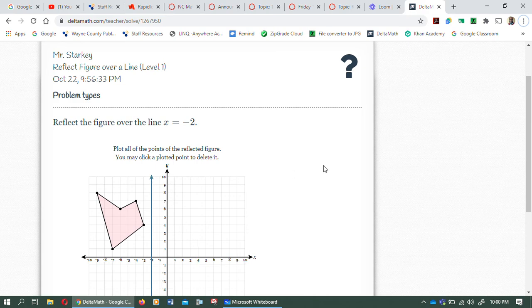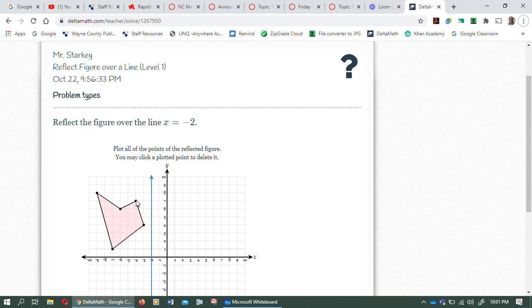But again, guys, it doesn't have to be the y-axis and the x-axis that is being reflected over. It can be reflected over any vertical line, like they're asking you to do here, over the line x equals -2, right? And it can be reflected over any horizontal line. And I will find one where they're asking you to reflect it over a horizontal line as well. But here they ask you to reflect this figure over this blue vertical line that you see right here. They're saying plot all of the points of the reflected figure.